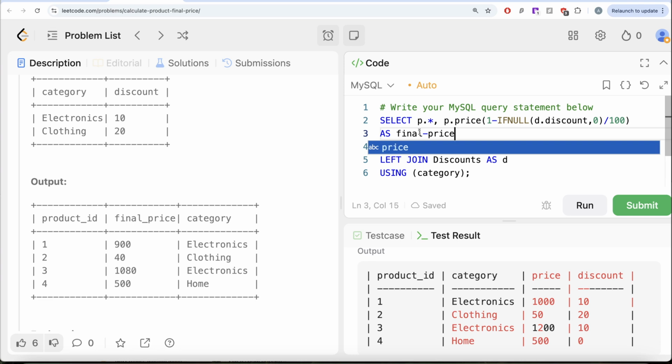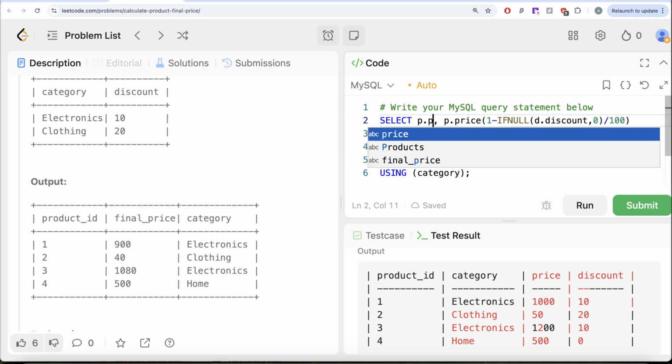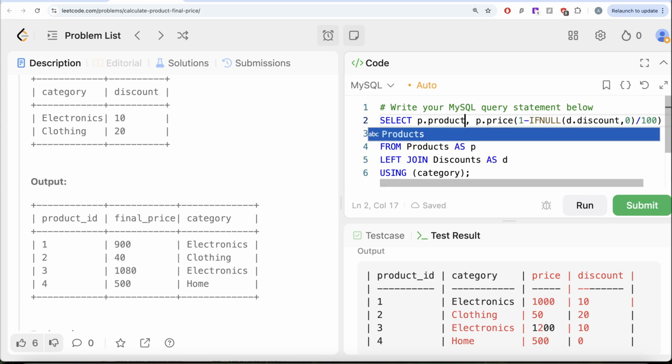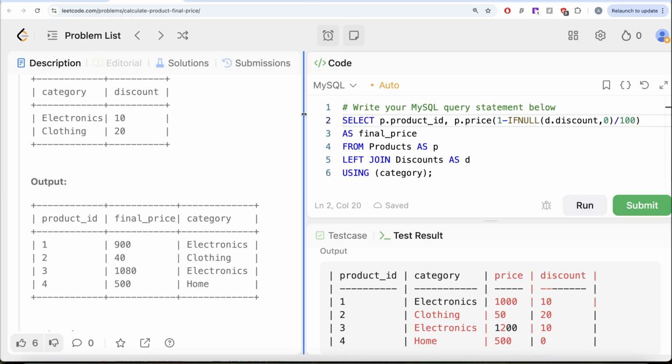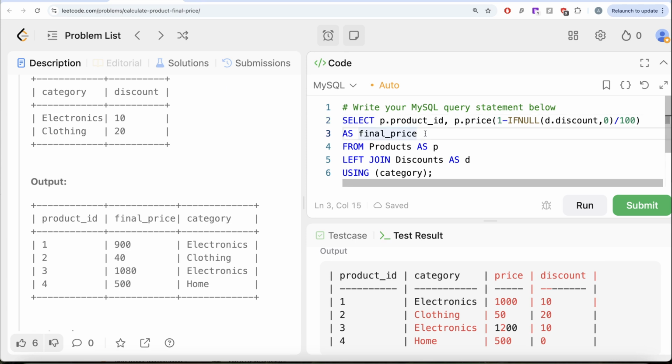The first column is going to be product ID. So instead of p dot star, p dot product ID. And let me just drag this to the left so that it's easier for us to see. And now what is the third column that we want? Category, again coming from the products table. So p dot category. It's not completed, but let's look at what we get.